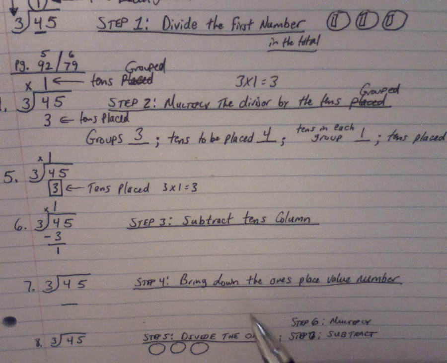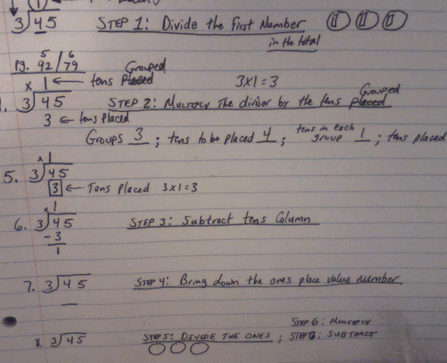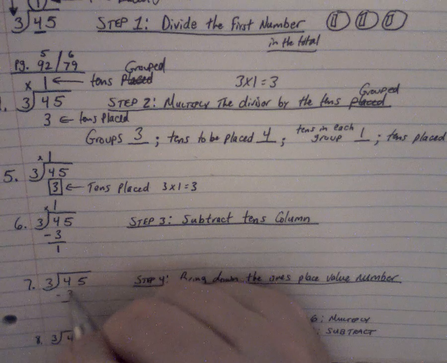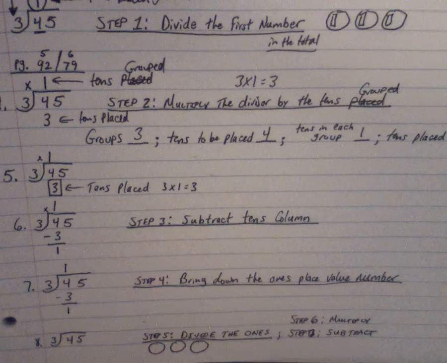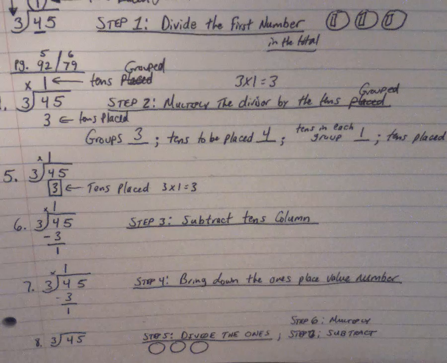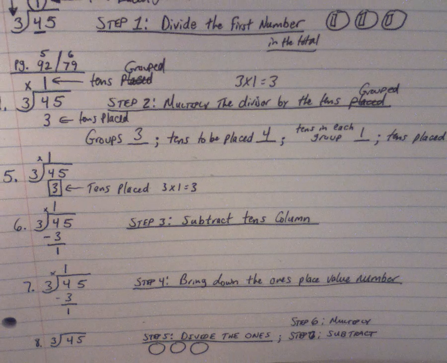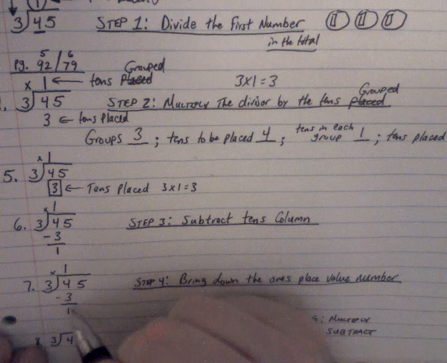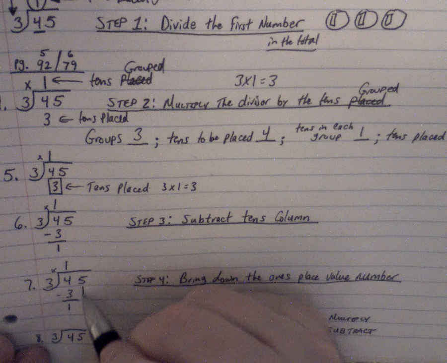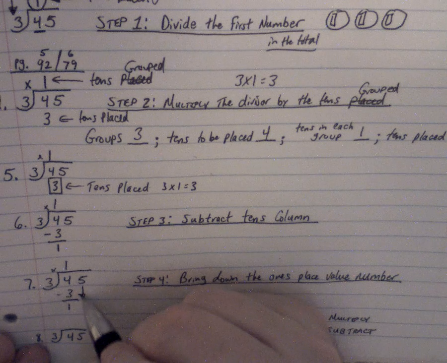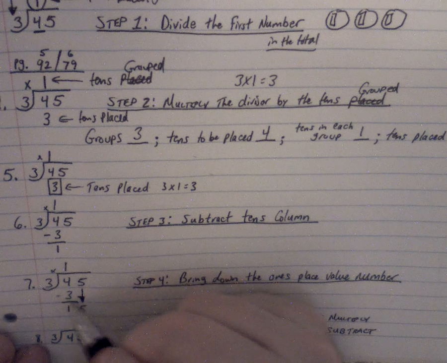Now, step number 4. This is what step number 4 requires. Okay, so now we've gone through all of this through the tens place values. So what we want to do is we want to do it again with the ones. But in order to do that, what we need to do is we need to bring down the ones.